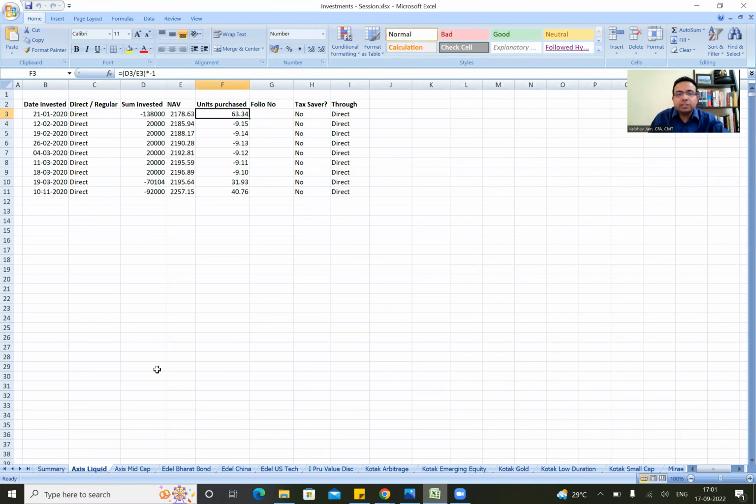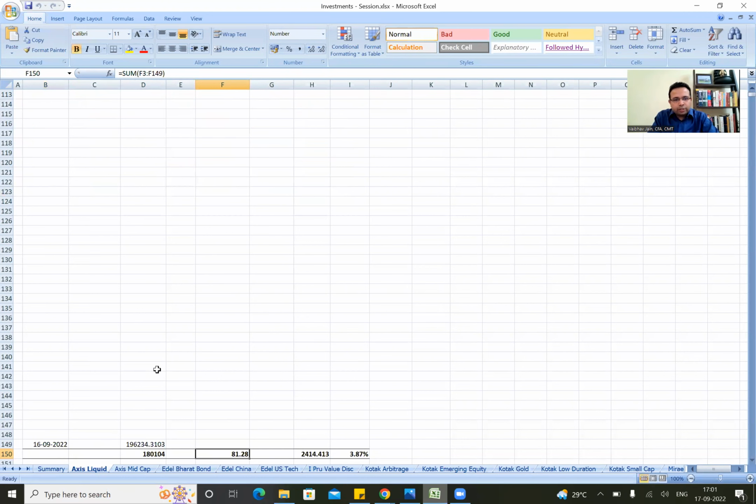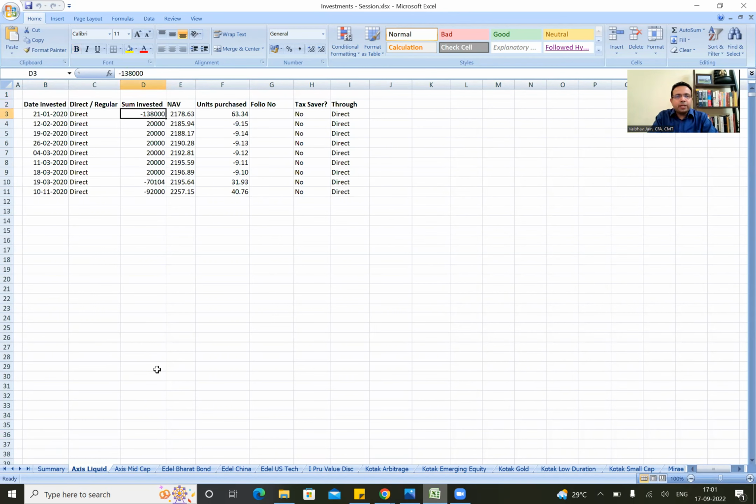Now, because units purchased are positive and negative, they will anyway balance out and cancel out. And whatever current number of units you are holding in this mutual fund will be calculated over here. So today I am holding 81.28 units of Axis Liquid Fund. What is this 180,104? This is the sum of all the investment amounts I have done, outflow or inflow.